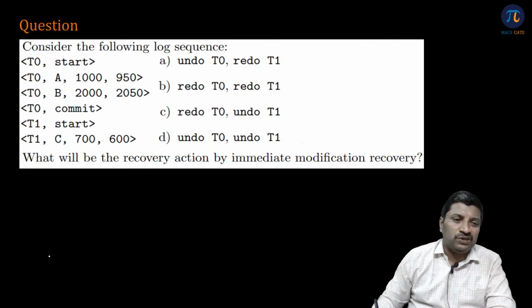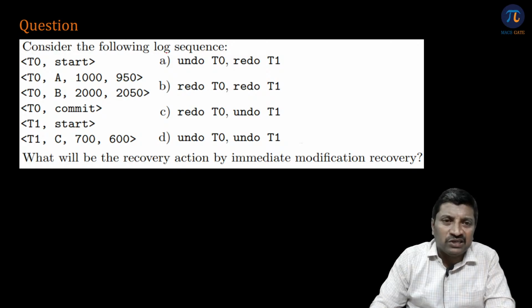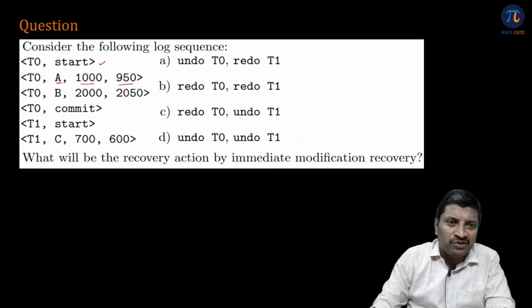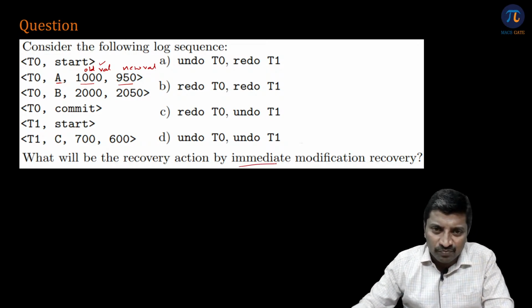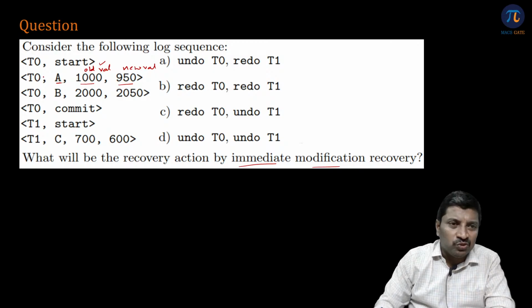Let us do one more question. Consider the following log sequence. T0 started, sir. Okay, A, old value, new value. Please observe it. Here they have given clearly: this is my old value, this is my new value. What does it mean, sir? It is immediate database modification. Of course, they have given that also. So T0 started, did 2 operations, and it was committed.